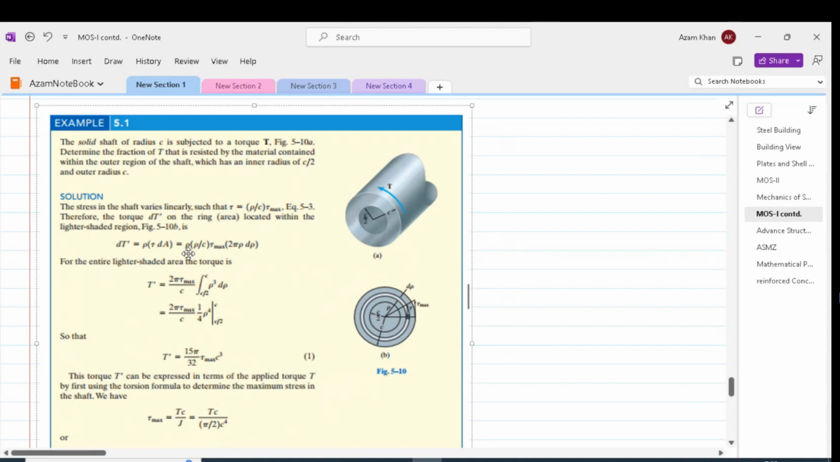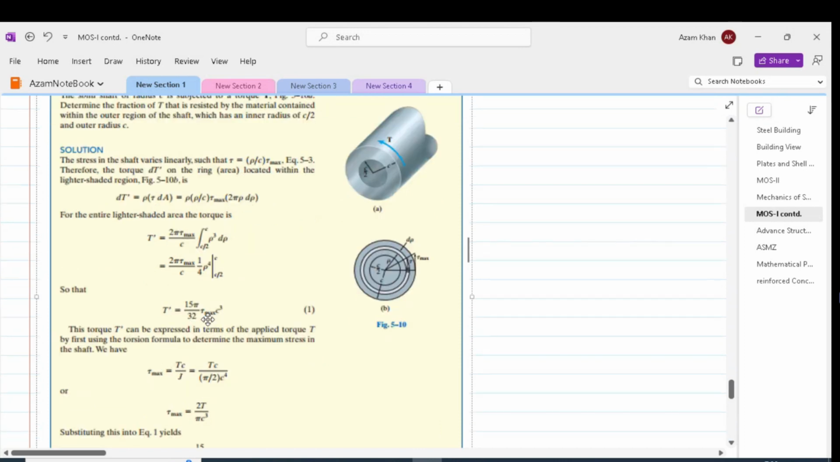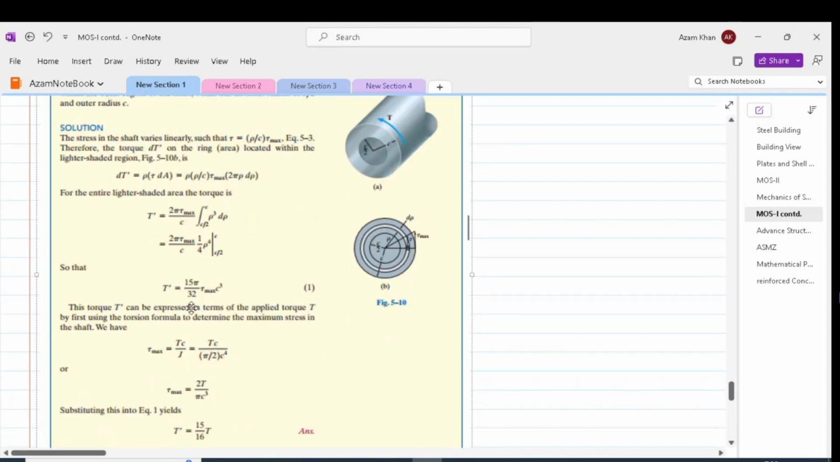The first rho in this expression is the lever arm. For the entire shaded region, we will have to take an integral between c by 2 and c. So this whole expression will be integrated between c by 2 and c. Plugging the values, we get 15 pi by 32 tau max c cubed. This is the torque resisted by the region between c by 2 and c.